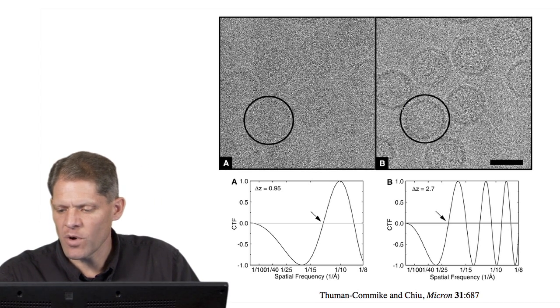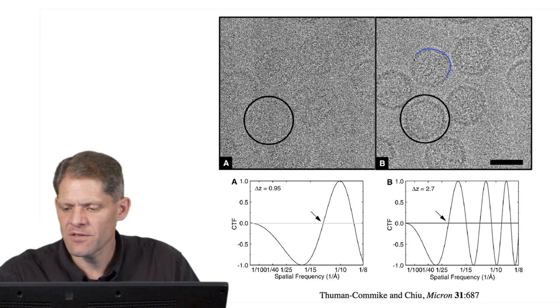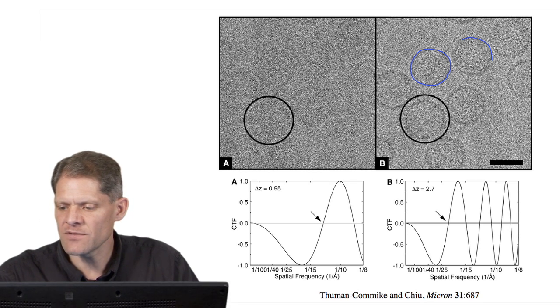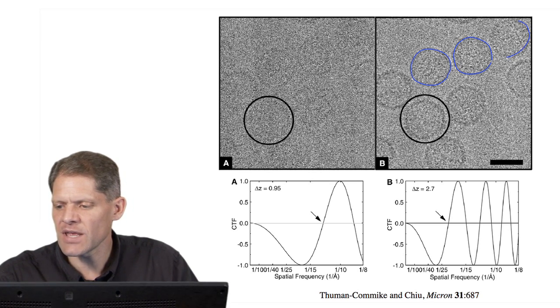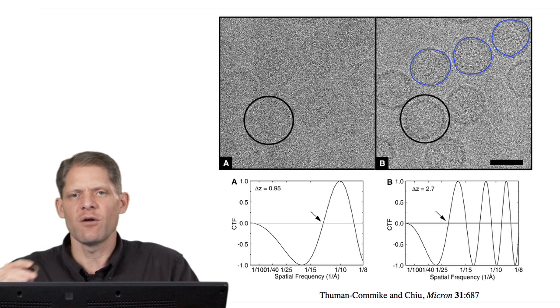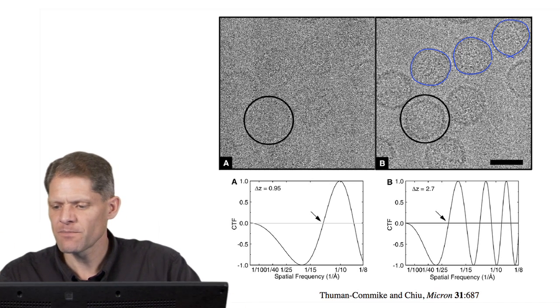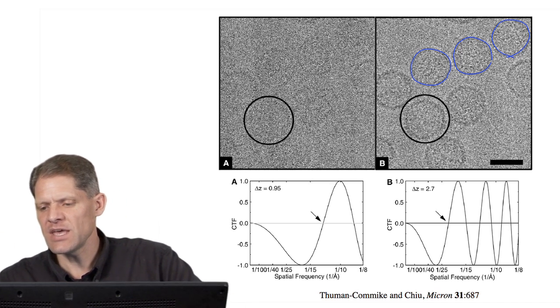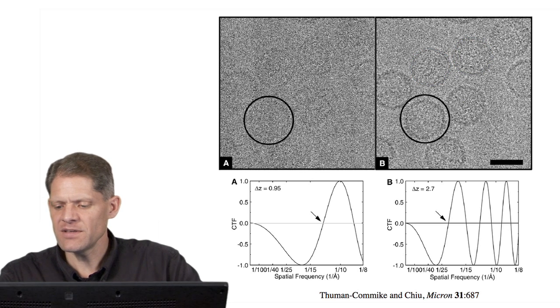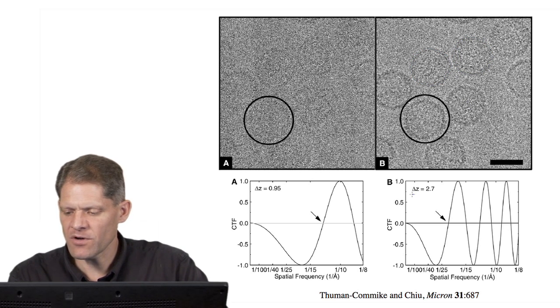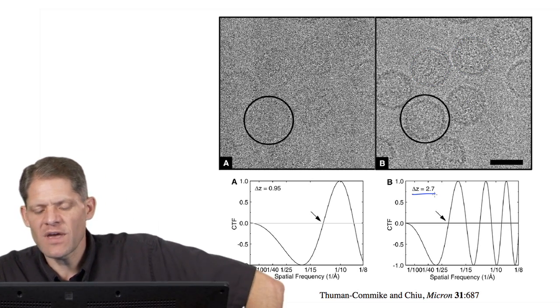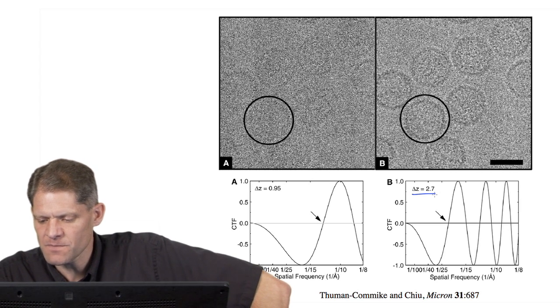And they've circled one. So here is one of the viruses, here's another of the viruses. If you can see, these are the viruses in the image. And they're plunge frozen in vitreous ice, and this image was taken with a defocus of 2.7 microns under focus.